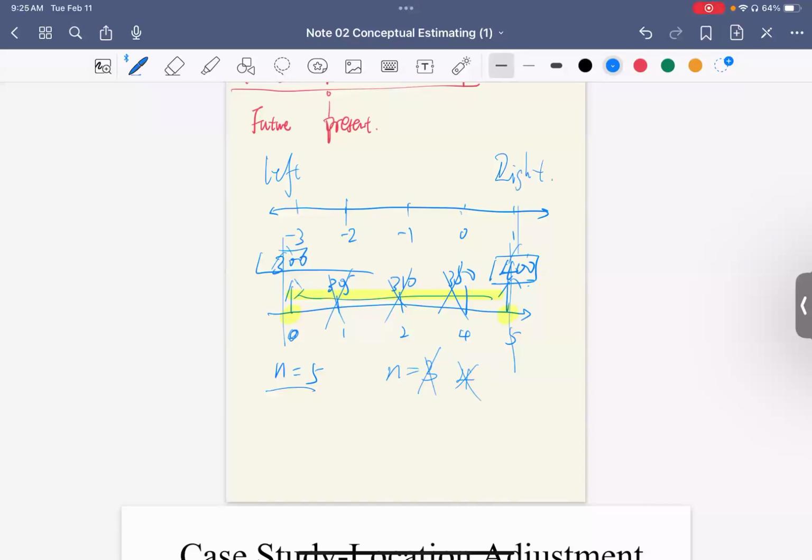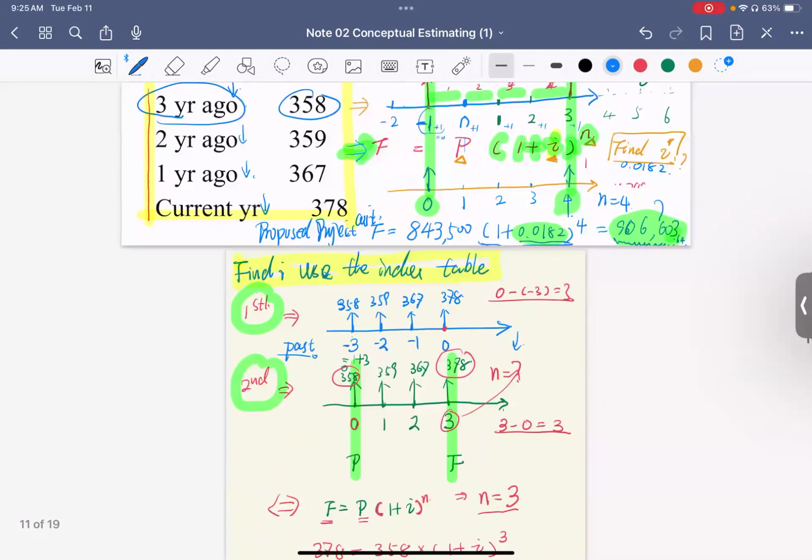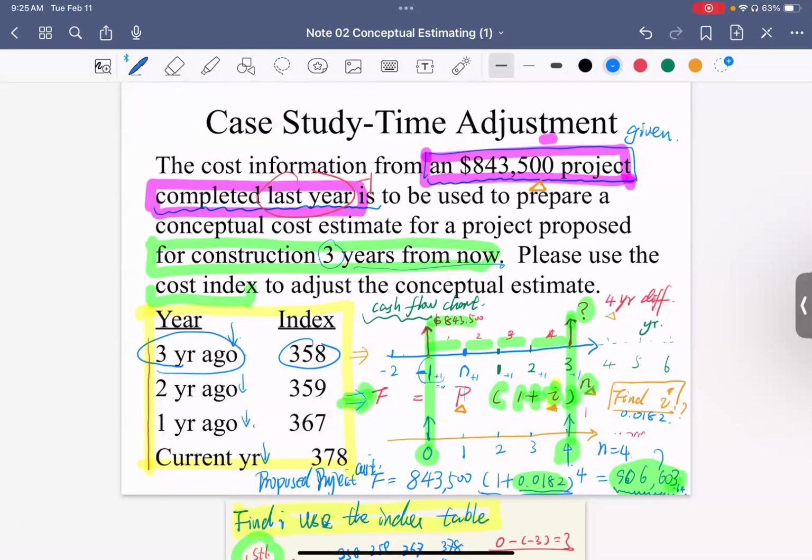That is because you have the equation F = P(1 + i)^n here. This number is always more than 0. And when n increases, this increases too, which means F always increases. All right, so that is the case study for the time adjustment.